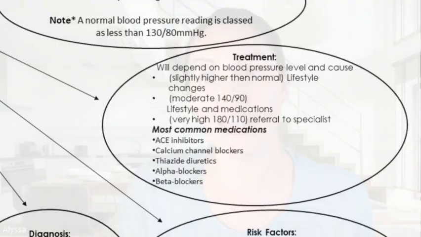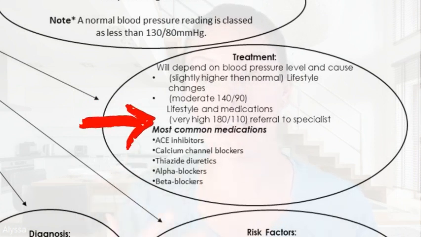So treatment. There are different treatments depending on how high the blood pressure is, okay? So if it's just slightly higher than normal, we're going to use lifestyle changes. Moderate, so this is about your 140 over 90, we're going to use lifestyle and medication. And if it's very high, so 180 over 110, we're going to refer out to a specialist.